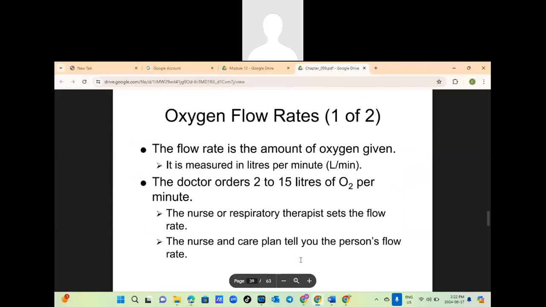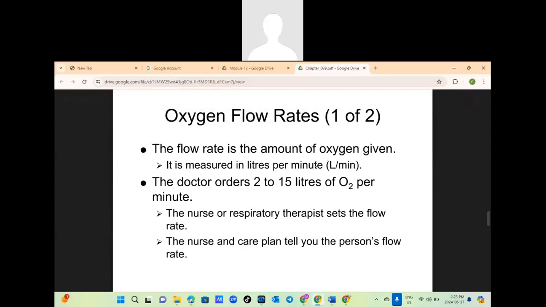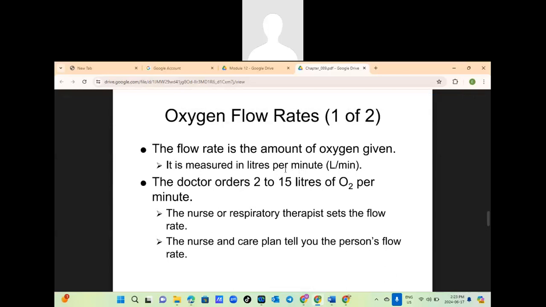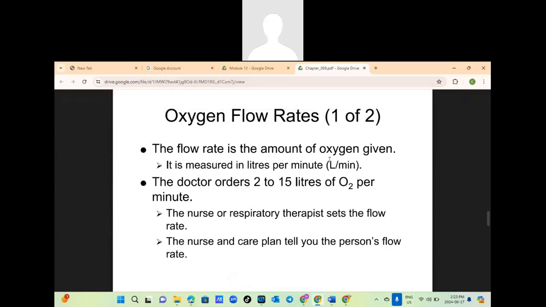The flow rate is the amount of oxygen given. It is measured in liters per minute. So let's say the doctor orders 1 to 3 liters per minute. If I'm going to document the client's oxygen level is 96% via whatever equipment, either face mask, Venturi, rebreather, or nasal prongs, at 2 liters per minute. Okay. Sorry.